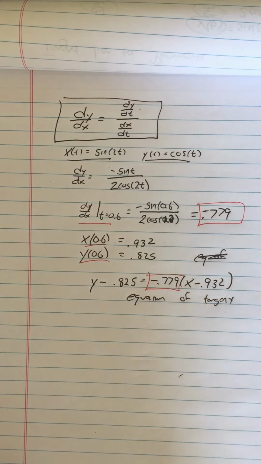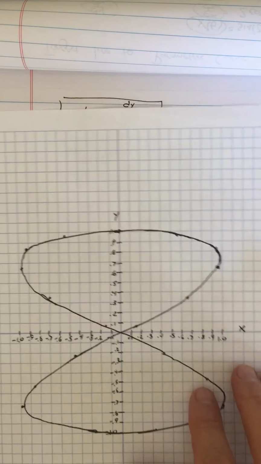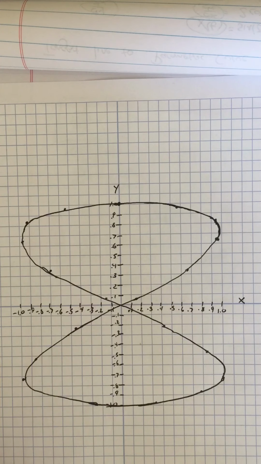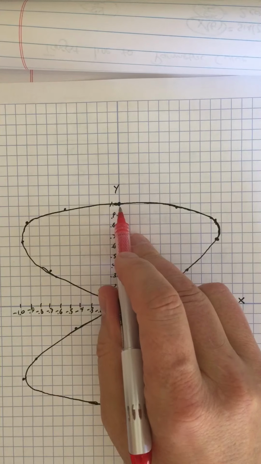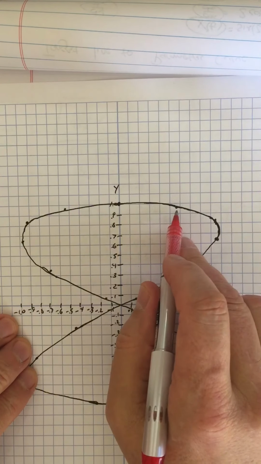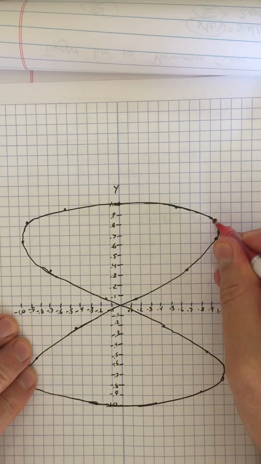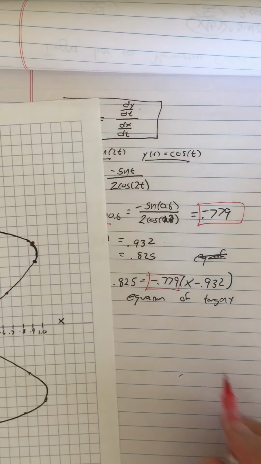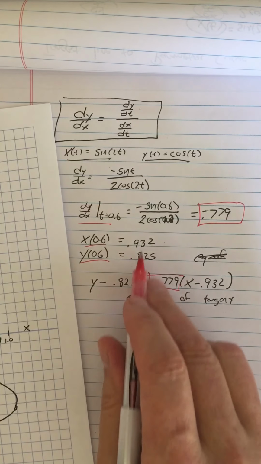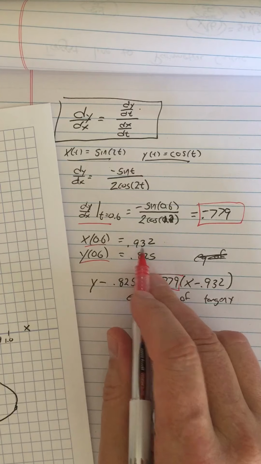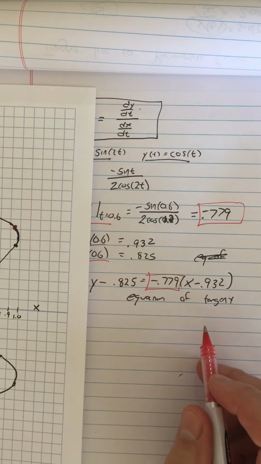Let's see, could we sketch that by hand? It's actually not so hard to sketch that by hand, and I want you to include this on your sketch, because I know that when I plotted these points, this was t equals 0, t equals 0.3, and t equals 0.6. So the t equals 0.6, that is this point right here, 0.932, 0.825. So all I have to do is make a slope of negative 0.779.